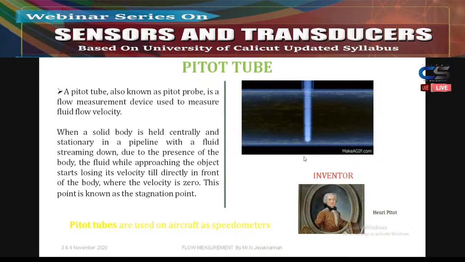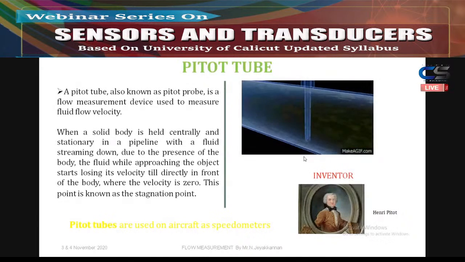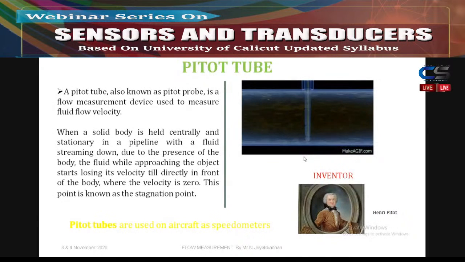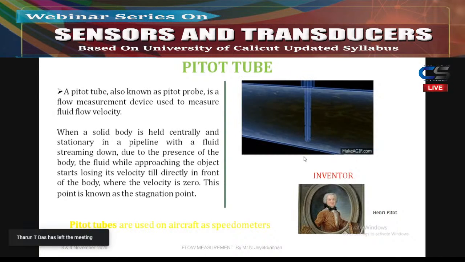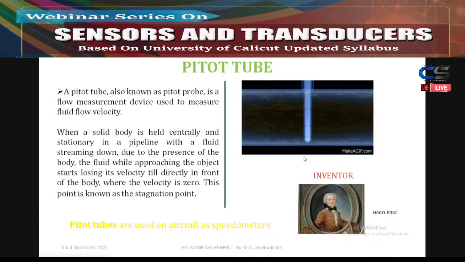Will the flow decrease or increase? Initially in the pipeline the flow is going well. When you introduce some disturbances like objects directly into that flow line, will the flow decrease or increase?